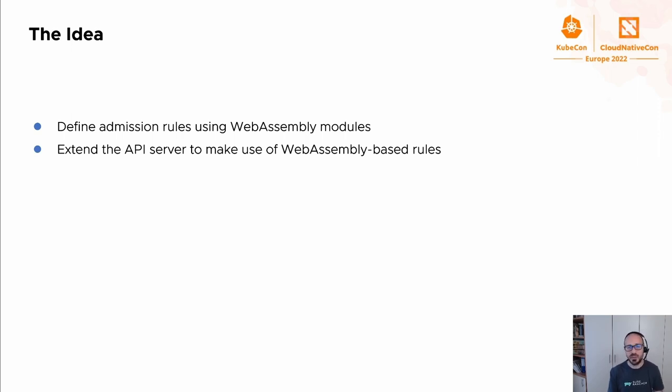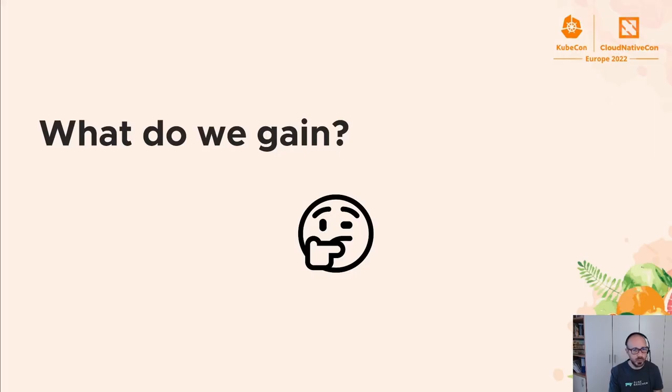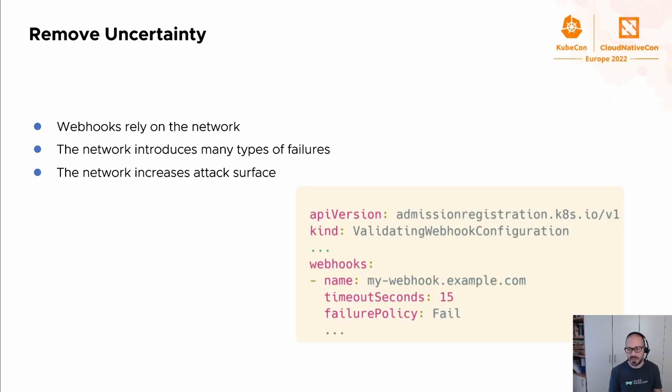So that was the idea, and you might be wondering, why should I be doing that? I mean, after all, dynamic admission controllers have been out for a long time. They work great. True. But there are a couple of things we could gain by going this direction, by further thinking about this idea. The first thing is being more predictable.